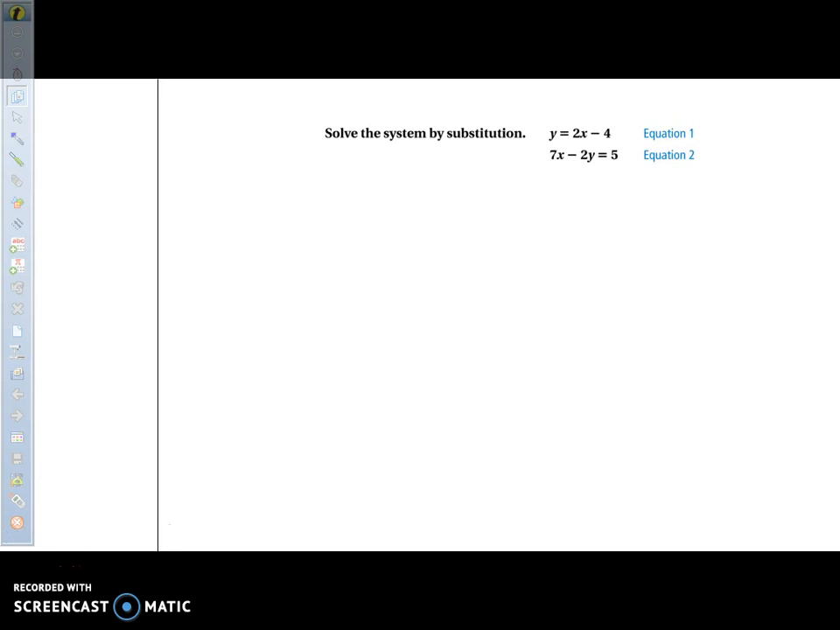This first example, I just want you to pay attention. Don't write this one down. I don't want to see this one in your notes. I just want you paying attention.